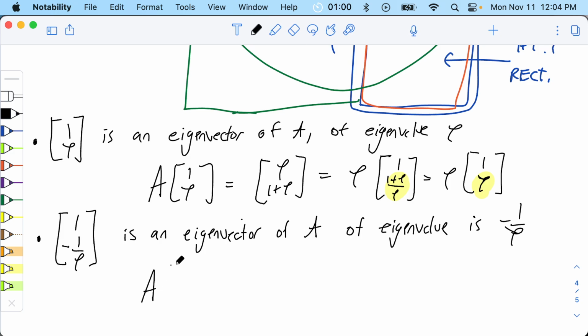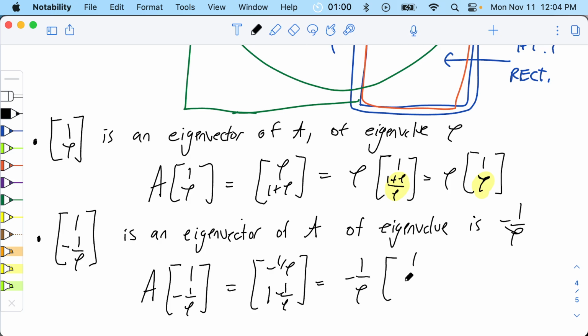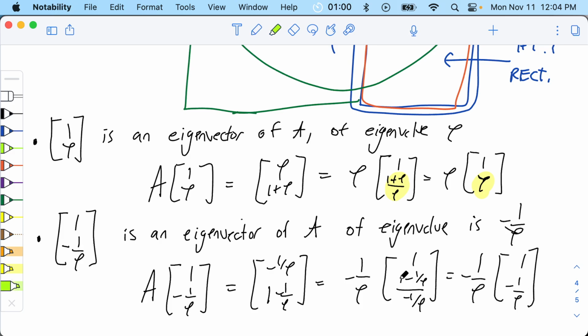So I'll just write it up. A times (1, negative 1 over phi) equals (negative 1 over phi, and then you add them together, 1 minus 1 over phi). And you factor out a negative 1 over phi to get 1, and you get (1 minus 1 over phi) over negative 1 over phi. And just like the golden ratio, negative 1 over phi happens to be equal over here. And I will leave that as a little exercise if you want. This ratio happens to be this ratio. It's the golden ratio rule written another way. Okay, so we have 2 eigenvectors and 2 eigenvalues.